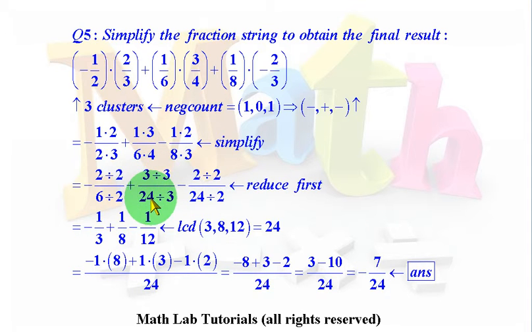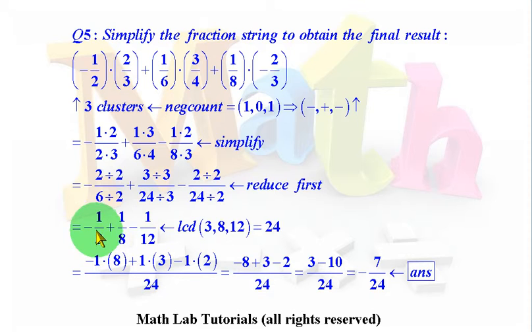3 over 24 can be reduced. 3 divided by 3 is 1, 24 divided by 3 is 8. So that reduces to 1 over 8. And 2 over 24 can certainly be reduced. 2 divided by 2 is 1, 24 divided by 2 is 12. So you can drop down the 1 over 12.